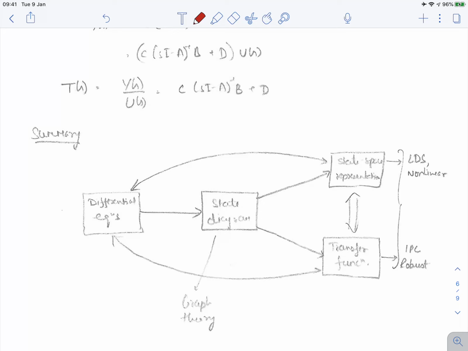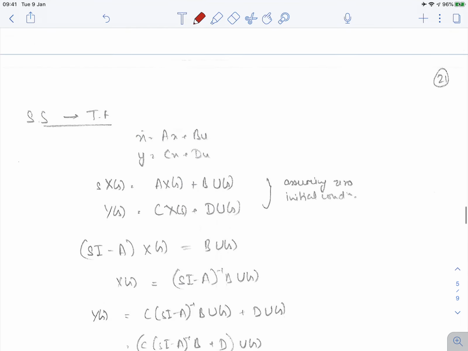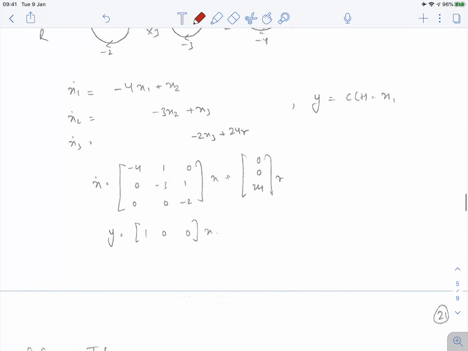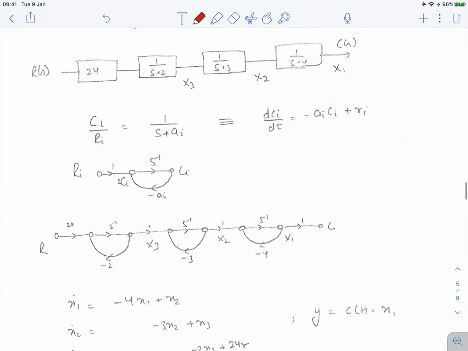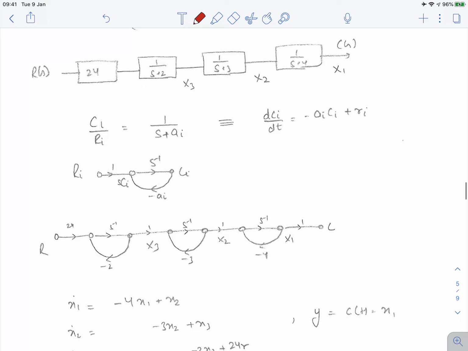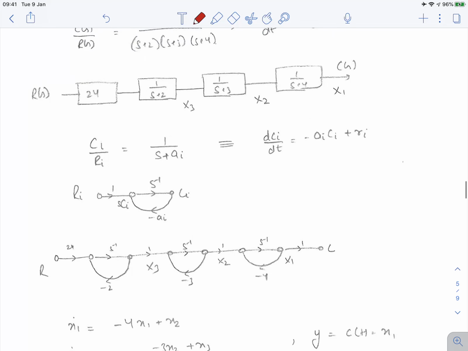Now in the above text, two procedures have been listed: the state space representation and the transfer functions. So choosing the state variables, here we have explained in steps. I will suggest you go through the tutorial problems and see if you are able to visualize by yourself selecting the states.